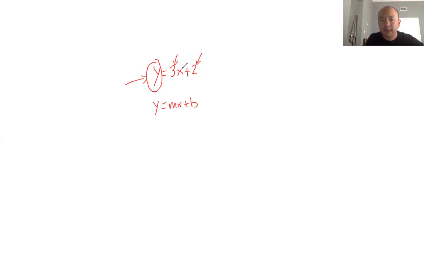Also to note, there are two variables, x and y, and both of them are in the first power. That's another thing to realize. If they're both in the first power, then we know that it's a linear equation. So in this case right here, this is the slope-intercept form.